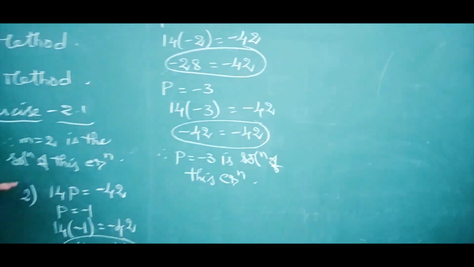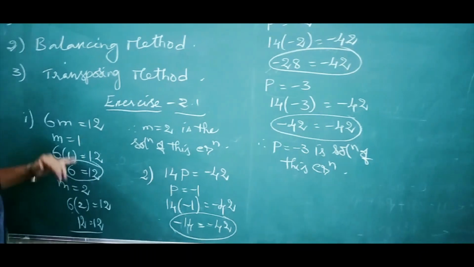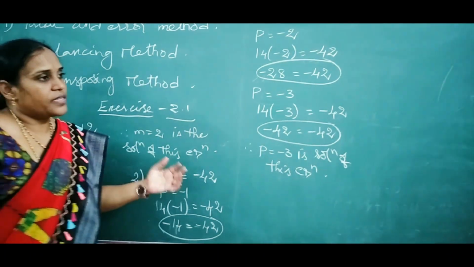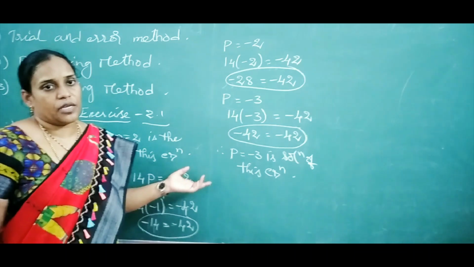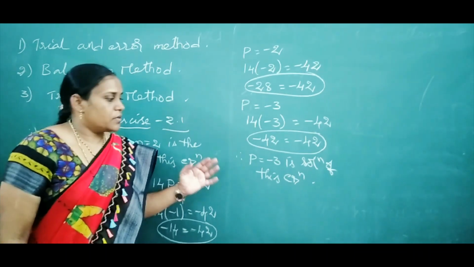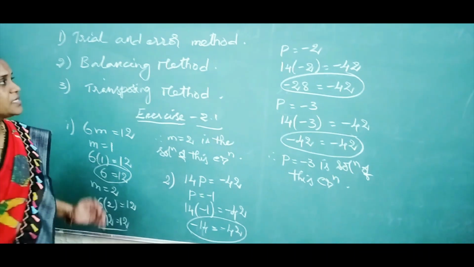Observe these two problems. We take values one by one: 1, 2, 3, 4, etc. Now, how many values do we have to take? So this is not applicable for all problems. Next, try the balancing method.